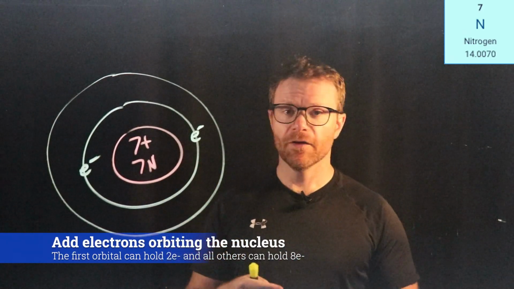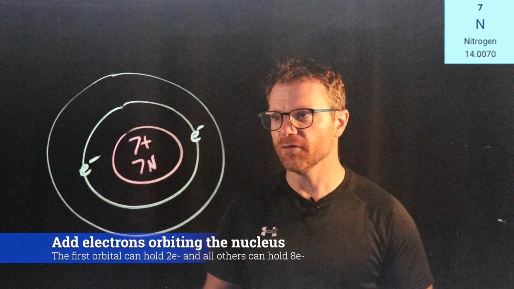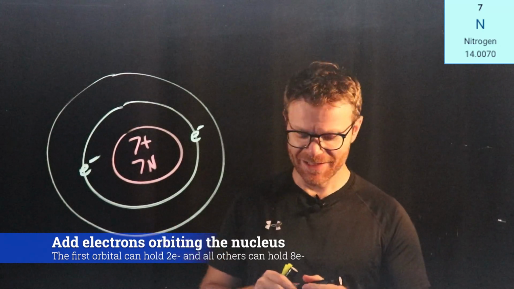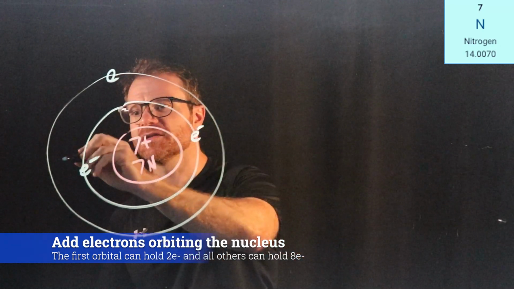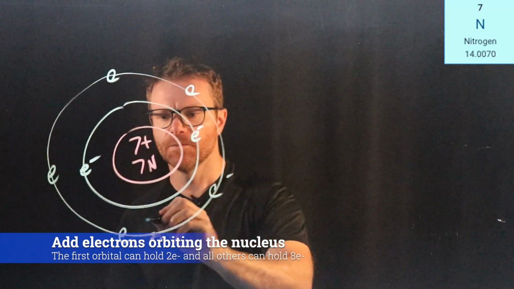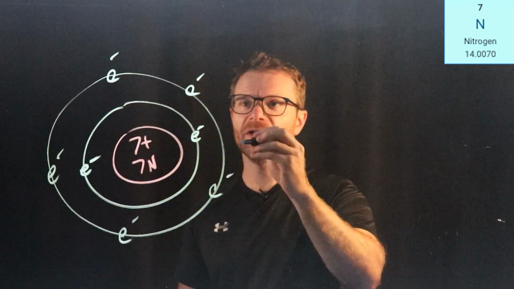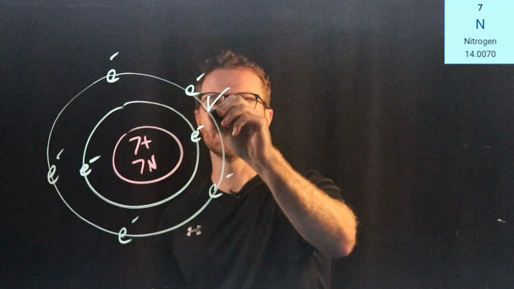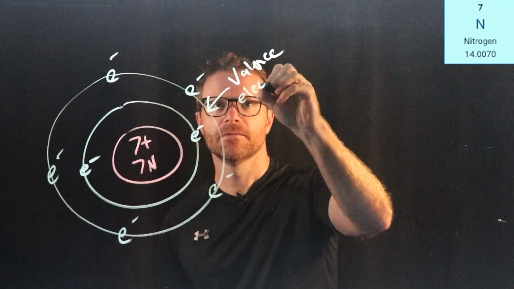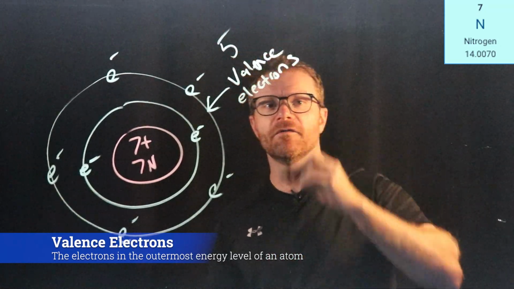So therefore, if we have 7 total electrons and 2 of them can fit in that first energy level, that leaves 5 for the next energy level, which can hold up to 8. So let's put our 5 electrons in there and space them around equally. Okay, now these 5 electrons are our valence electrons. And there are 5 of them.